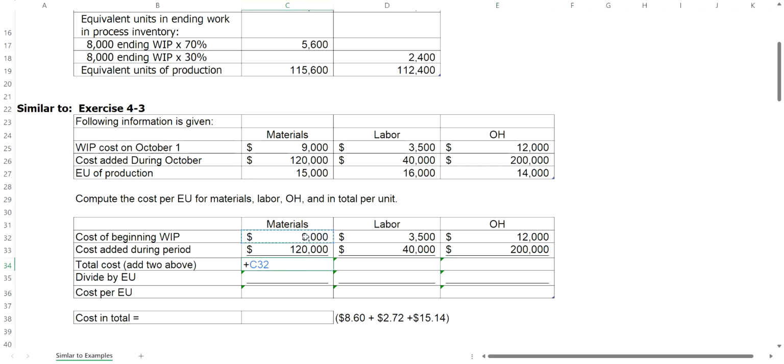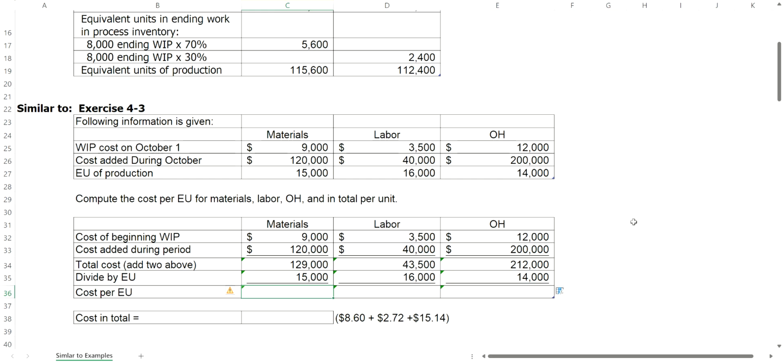Now I want to add the two numbers above. So 9,000 plus 120,000 is 129,000. Add for labor to get 43,500. And add for overhead to get 212,000. Now in this case, the equivalent units was already calculated for you, just like we did in the previous exercise, and given. So to get a cost per unit, we want to divide it by the equivalent units. It's given at 15,000 equivalent units for materials, 16,000 equivalent units for labor, and 14,000 equivalent units for conversion.